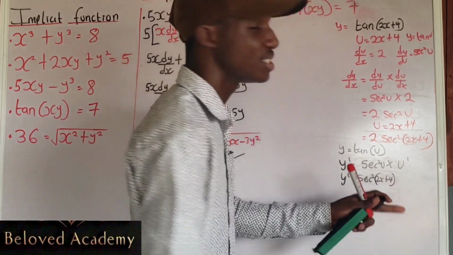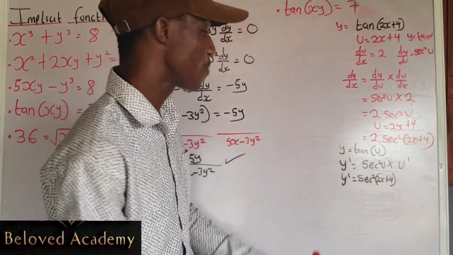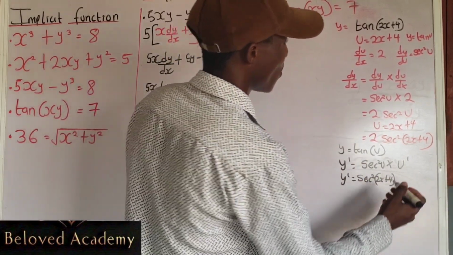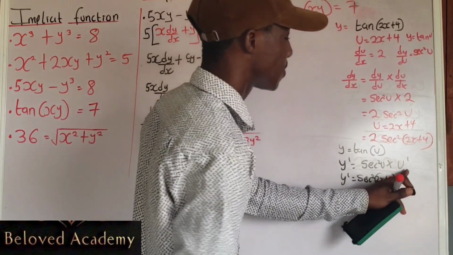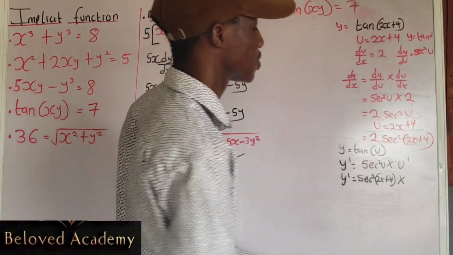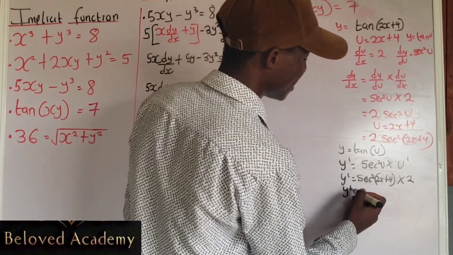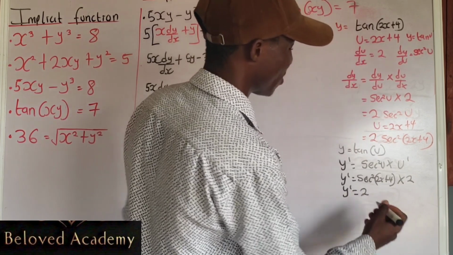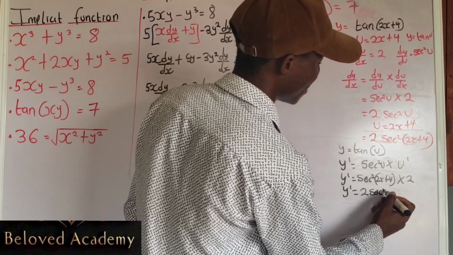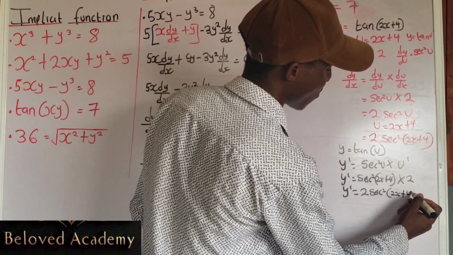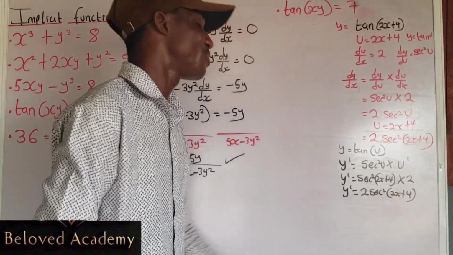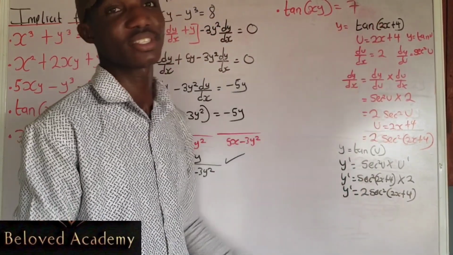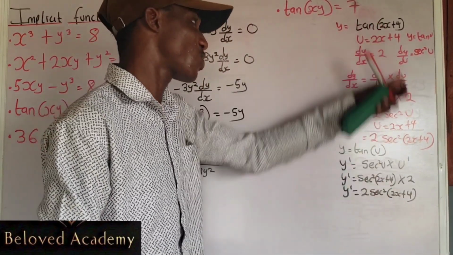Don't forget that u is the function inside the bracket. You understand? So sec squared(2x plus 4) multiplied by the derivative of u. If we differentiate 2x plus 4, we are going to have 2. So you can see that this is the easiest way if you don't want to show all these steps. So I'm going to have 2 sec squared(2x plus 4). Do you understand? So if you don't want to go this long way, maybe you were given this in an objective question, you don't have to show all these steps.